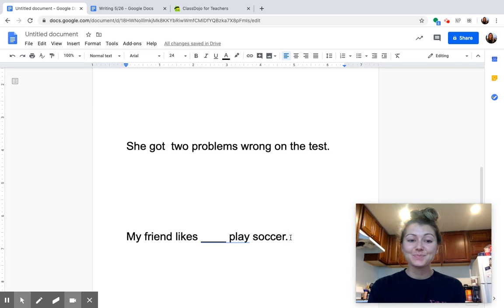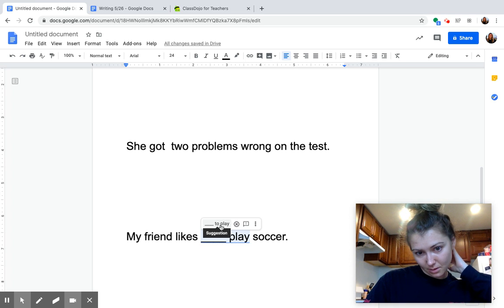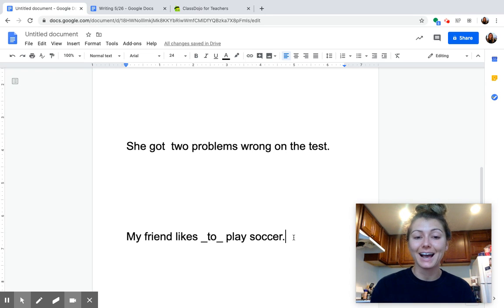Next example. My friend likes blank play soccer. Do you see something that we can measure in here and tell the amount of? No. But we do see this action word, play. My friend likes, oh, look, it's trying to give us the answer. My friend likes to play soccer. We know that this is just the T-O, that function word, to talk about the action that your friend likes to do, to play soccer.